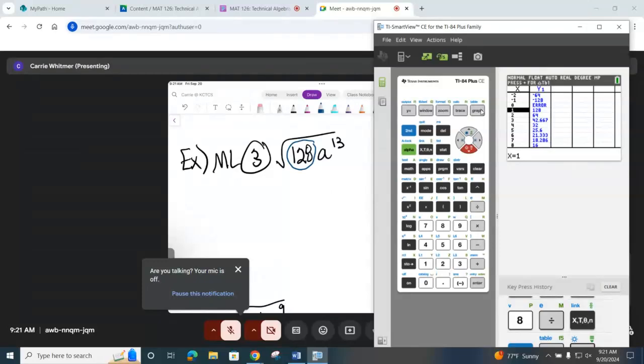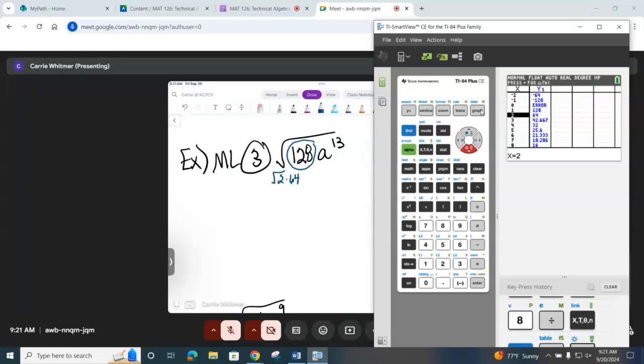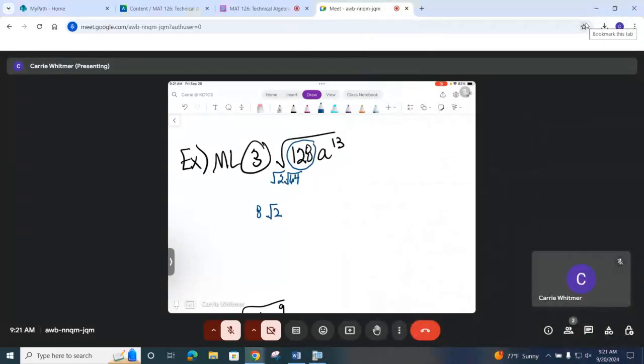1 and 128. All right, here we hit the jackpot. 2 and 64. 2 does not have a square root, but the square root of 64 is 8. So that part simplifies to 8 radical 2. Okay. Now, the next part that I need to deal with is this a to the 13th. This means that I have 13 a's that I'm multiplying together.